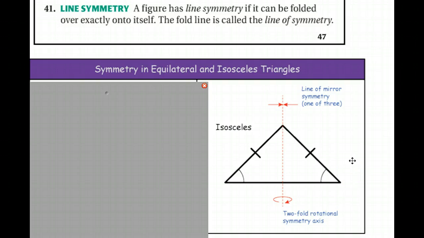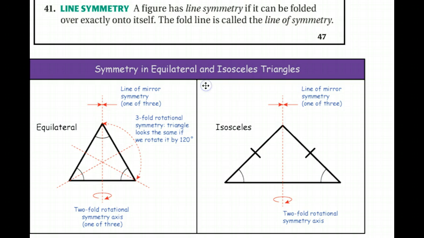Well, an isosceles triangle has only one line of symmetry, and that's through the vertex angle. And if we were to fold this triangle over this fold line, then this side would map entirely onto this side. So an isosceles triangle only has one line of symmetry. But how many lines do you think an equilateral triangle has? Okay, well, an equilateral triangle actually has 3 lines of symmetry.